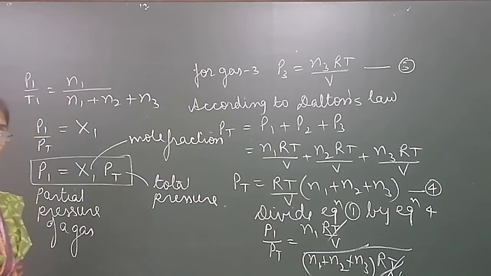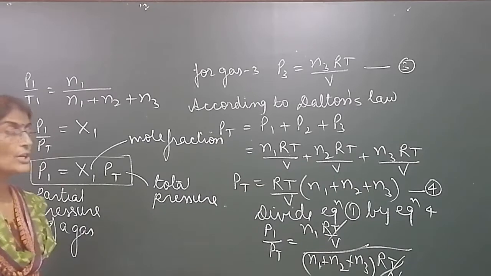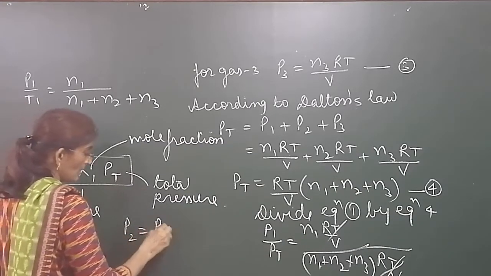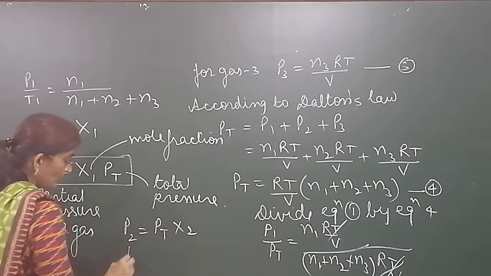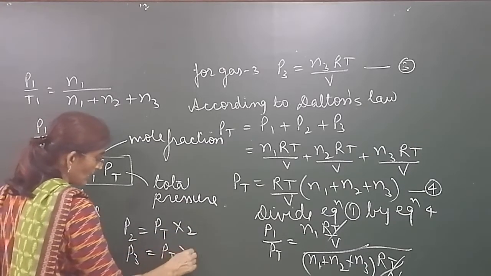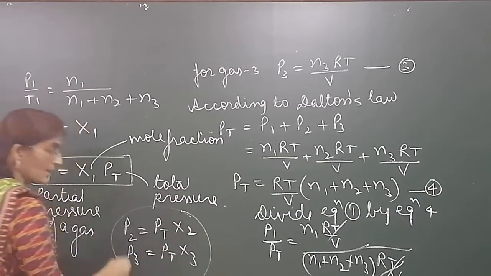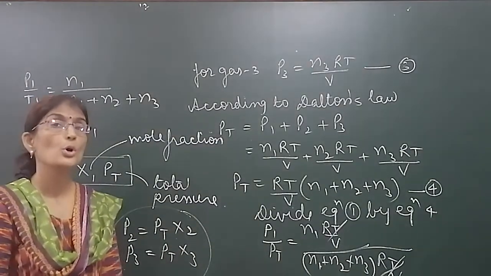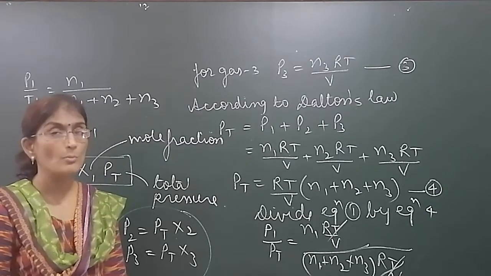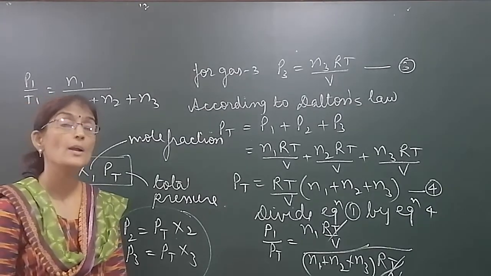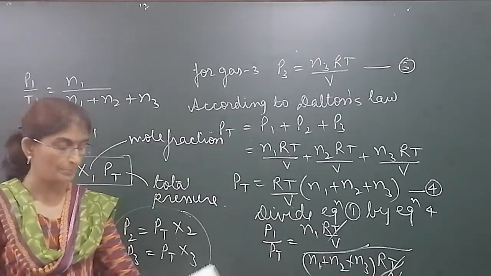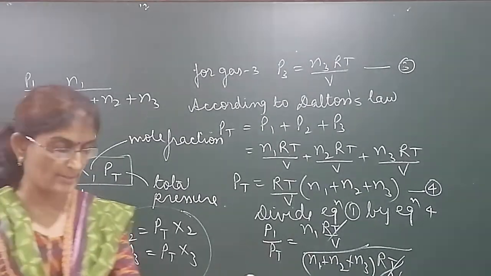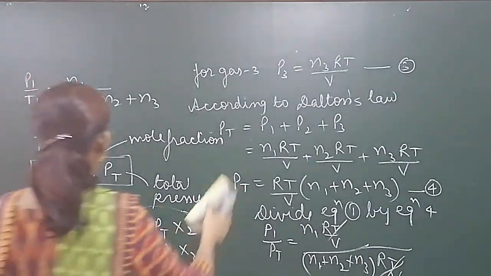Similarly, we can also divide equation 2 by 4. We will have P2 equals P total into X2. P3 equals P total into X3. In short, partial pressure of any gas is equal to the product of mole fraction of that gas multiplied by total pressure. Clear? This we'll use while doing numericals. See one numerical.